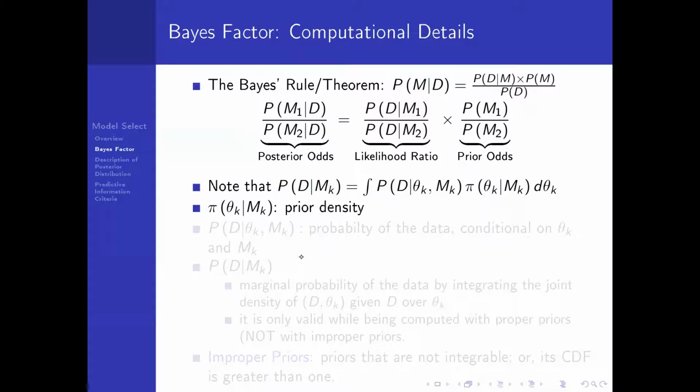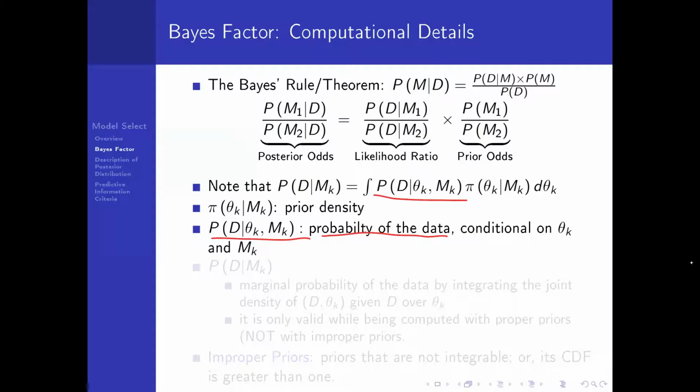So this pi, the probability of theta K given model K, is called prior density. And this other term, the likelihood of data, or probability of data given theta K and model K, is the probability of the data, likelihood of data, conditional on theta K and MK.